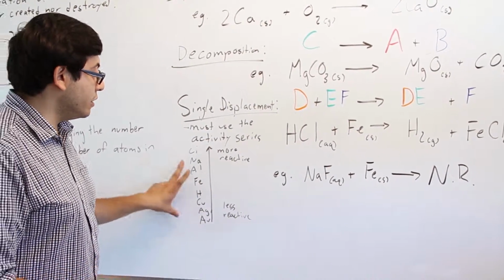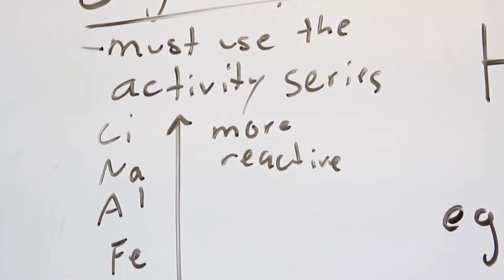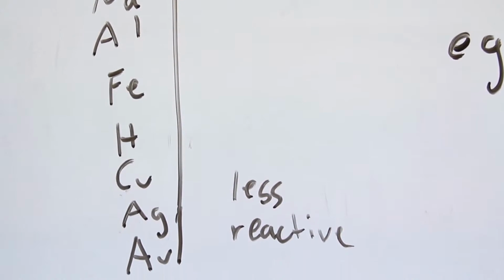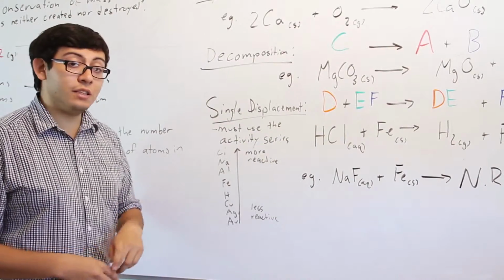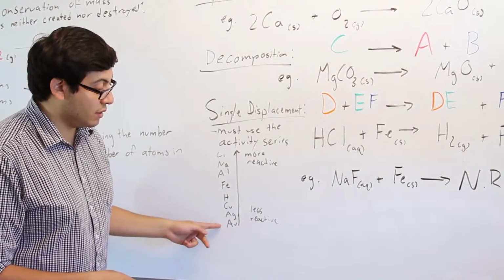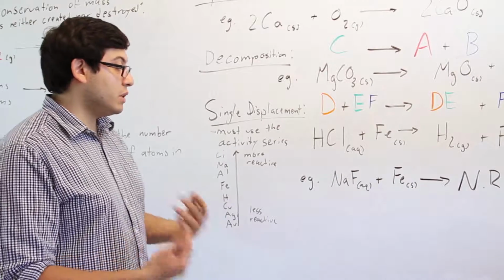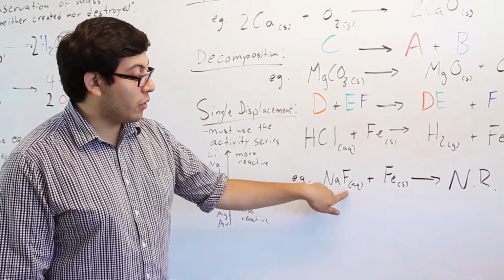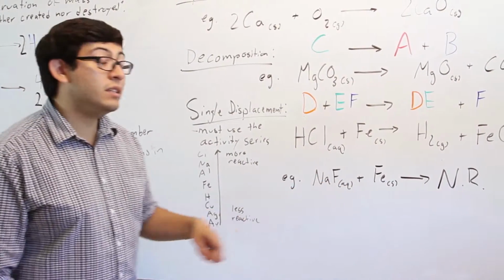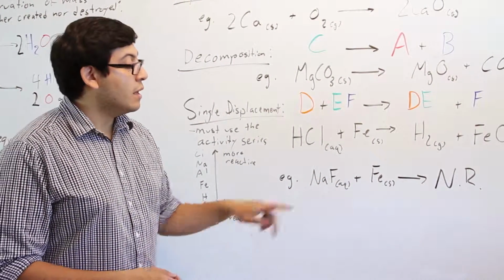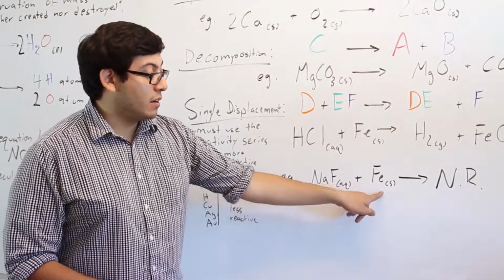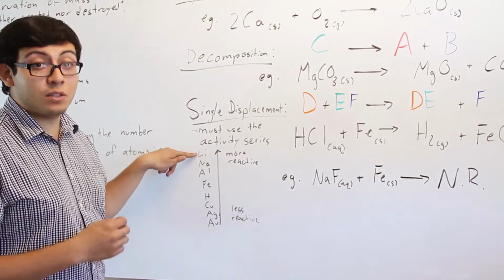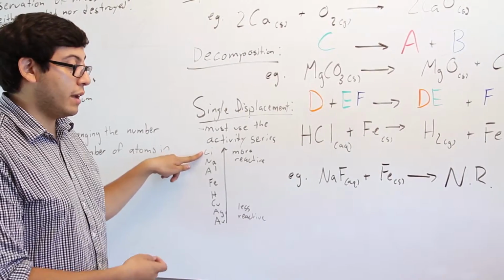So the activity series, right here, just lists the metals according to their reactivity, with the most reactive ones on top, lithium in this case, and the least reactive ones on the bottom, gold in this case. So when we're taking a look at a single displacement reaction, like this one over here between sodium fluoride and iron, we need to look at the activity series. If the thing that is coming in, in our case iron, is higher up on the activity series, it means it's more reactive and it will react.